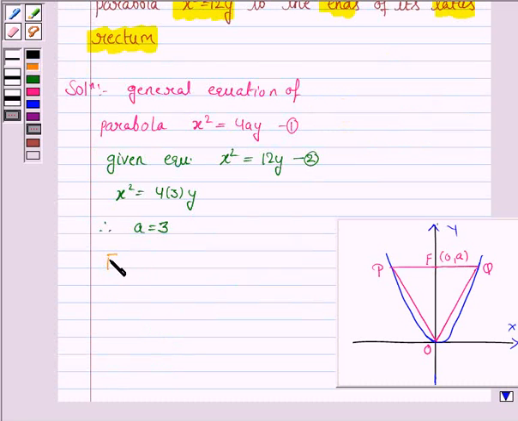So focus is (0, 3) and the length of latus rectum is equal to 4a. Now here a is 3, so this becomes 4 into 3, that is 12.